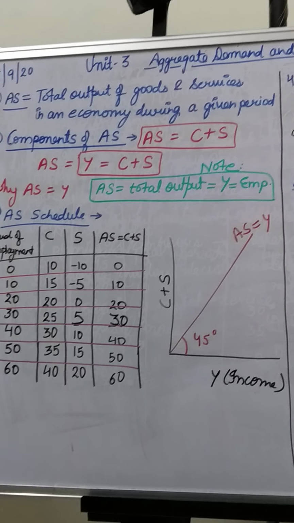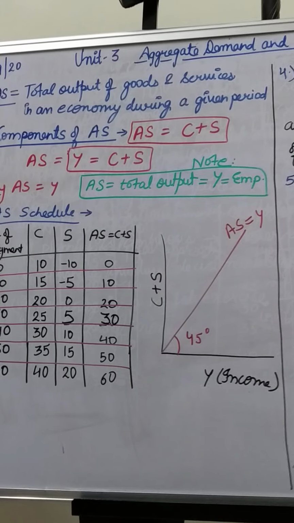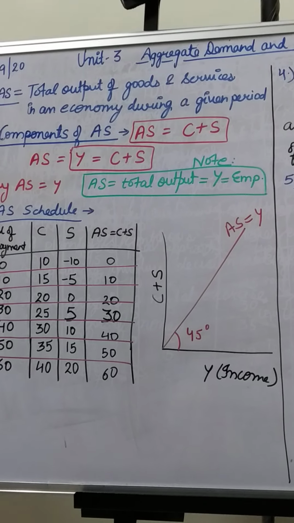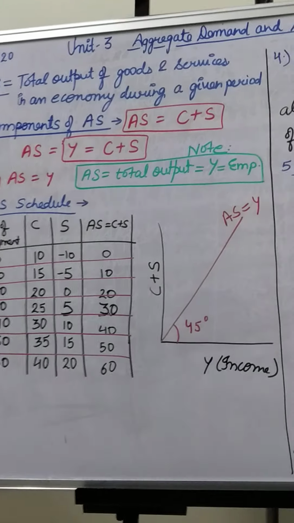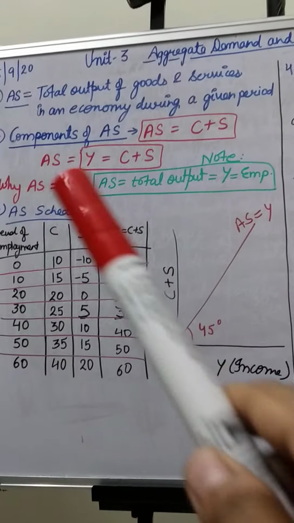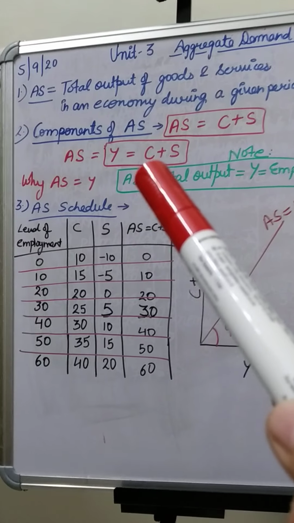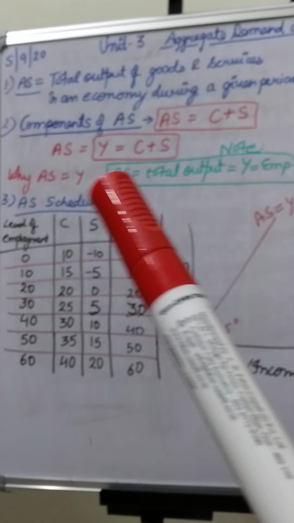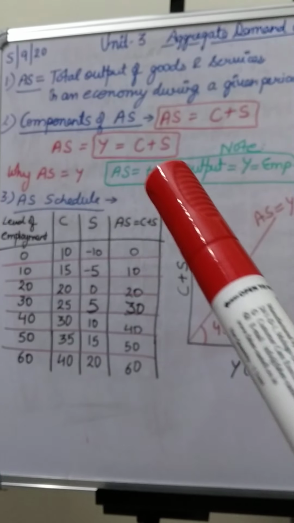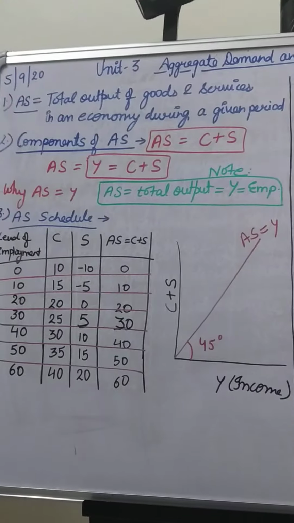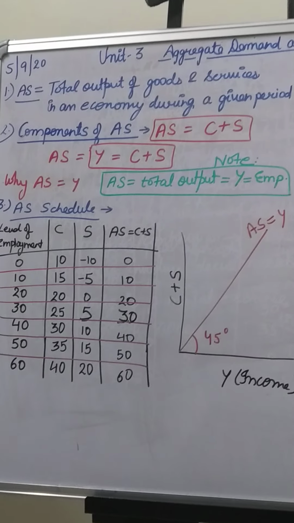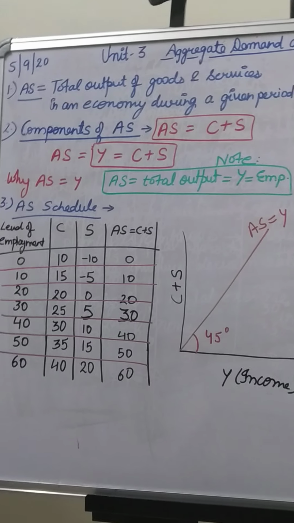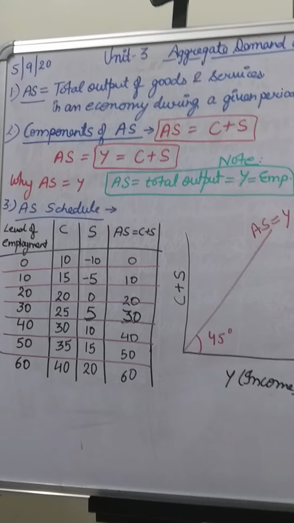Aggregate supply components: because we are discussing only the closed economy, two components are there, C plus S, that means consumption plus saving. Just below this I have written one more formula, AS equals Y equals C plus S. That means AS is equal to Y, and Y also equals C plus S, and AS is also equal to C plus S. So in numericals you can use aggregate supply equals income, because both are equal to C plus S.